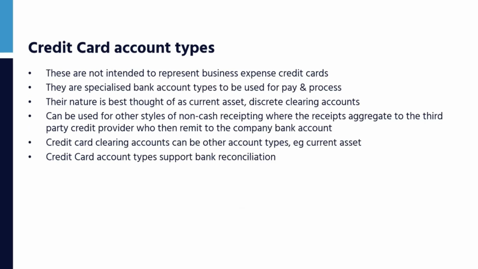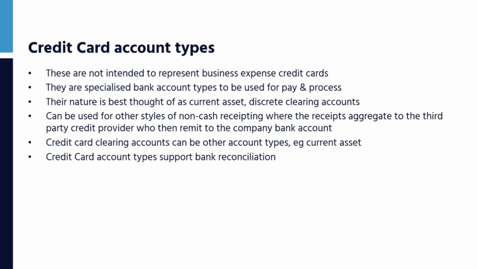So, the credit card account types. They're not intended to represent business expense credit cards. A lot of people get confused by that, but by virtue of the fact they're current asset by nature, that should be the dead giveaway that they're not for the business expense credit card. They are a specialised bank account type for pay and process, so you can actually reconcile them as well. You can use the bank rec for them as well. So they are current assets and discrete clearing accounts.